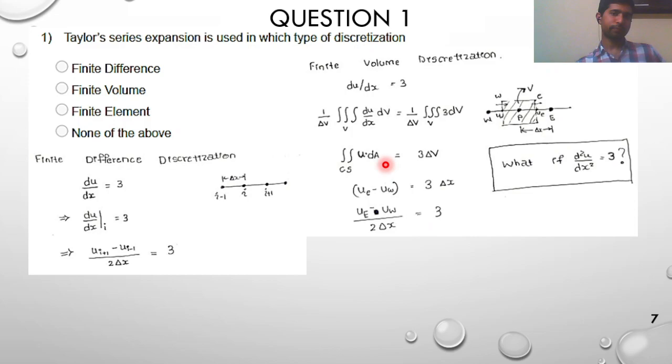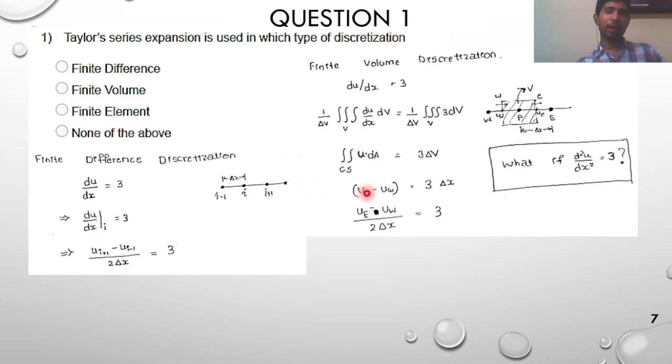But what if ∂²u/∂x² was equal to 3? What would happen in this case? You would finally land up with ∂²u/∂x². When you do this Gauss divergence, you will get ∂u/∂x into dA. Now you cannot apply Gauss divergence again, because you have dA. So you will finally land up with ∂u/∂x at E minus ∂u/∂x at W, if you had ∂²u/∂x².